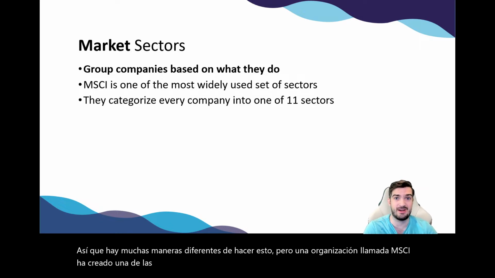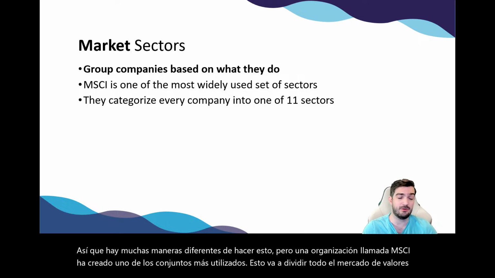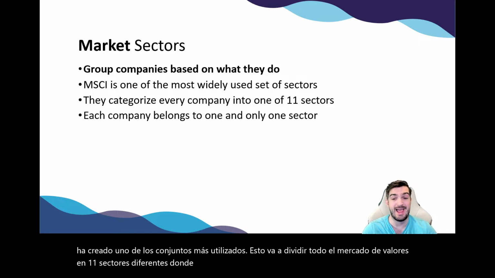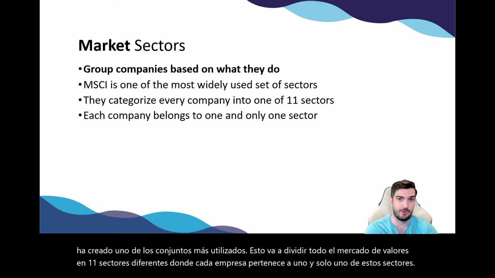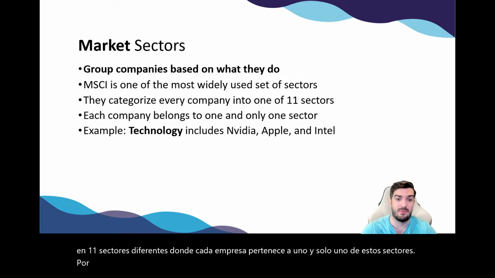This is going to break the entire stock market down into 11 different sectors, where every single company belongs to one and only one of these sectors. For example, Nvidia, Apple, and Intel all belong to the technology sector.